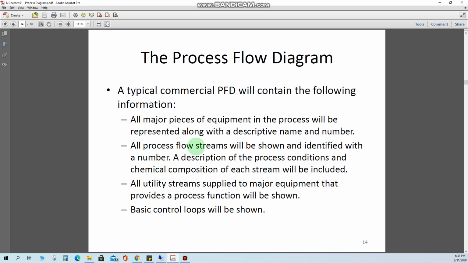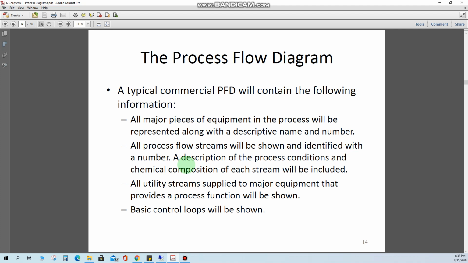So whatever flow streams are going into the process or coming out of the process, those streams should be designated with a number. Description of process conditions and chemical composition of each stream must be included. So you need to specify the chemical composition or the stream composition of all the streams which are available on the flow sheet. For example, if you are dealing with five different kinds of chemicals in a process, then you need to specify the composition of each of the chemicals that is used in that process.